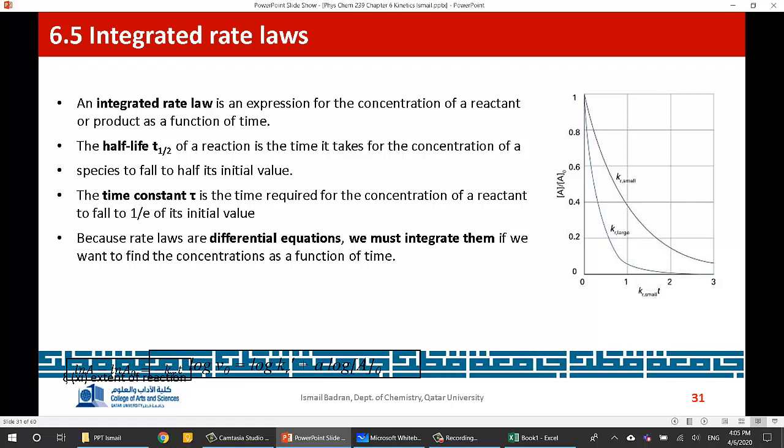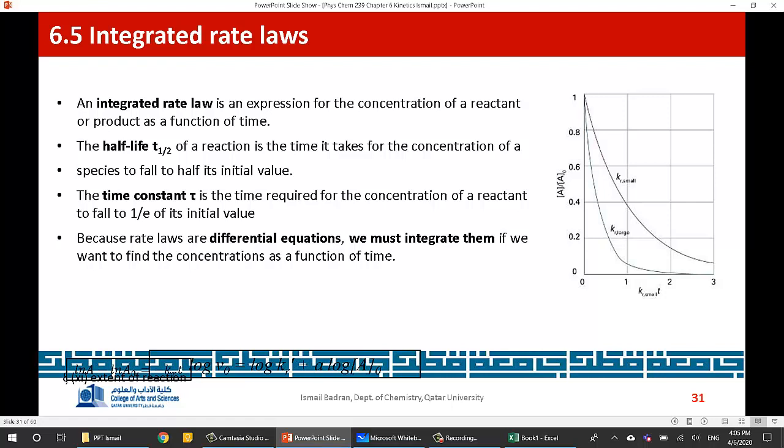easy to determine. Before we start, we define something called the half-life of the reaction, which is the time it takes for the concentration of a reactant to be half of the initial concentration. So the half-life does not mean half the time of the reaction. If a reaction takes 60 minutes, the half-life is not 30 minutes. That's not the definition of the half-life.